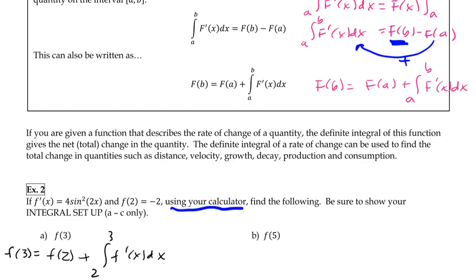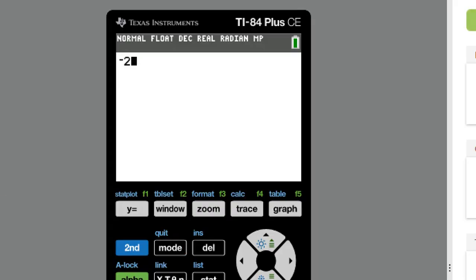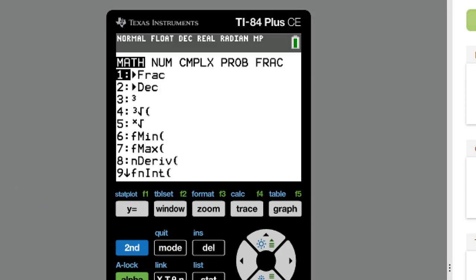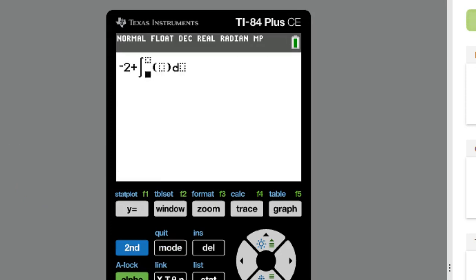Well, what is f of 2? F of 2 is negative 2. So we're going to go ahead and type in a negative 2 plus, we're really just typing exactly what's on our paper. We get math 9, and our bounds go from 2 to 3.